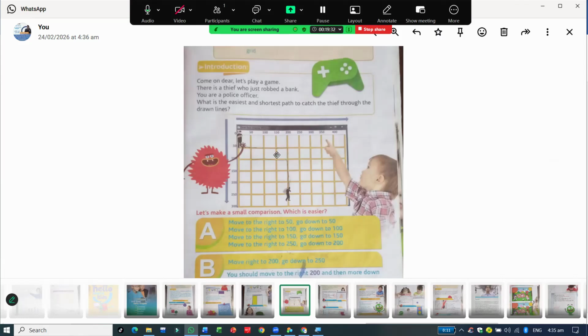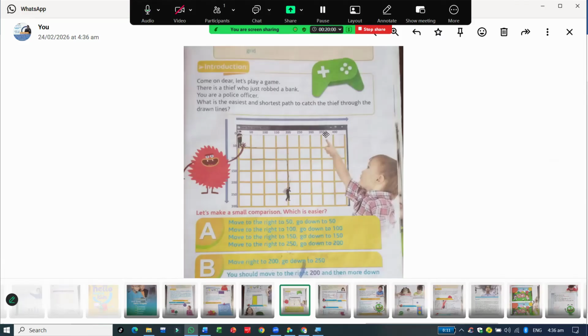So let's play the game. There is a thief who just robbed the bank. You are a police officer. Now, what is the easiest and the shortest path to catch him? So here is the rock, and now you will catch the thief. You will move towards the path we have given in the graph. You go there like you are on 50, so you will move to the right, and then you will see the 200 value, which is upward.